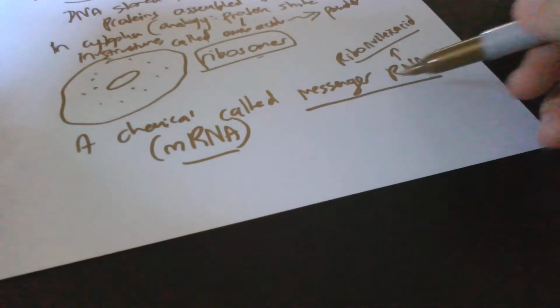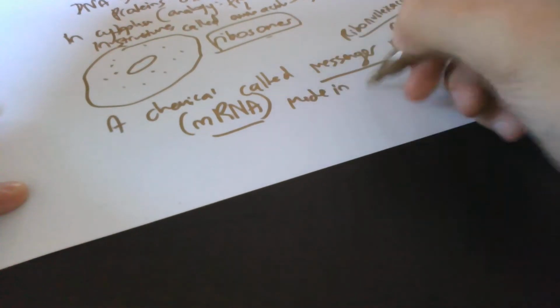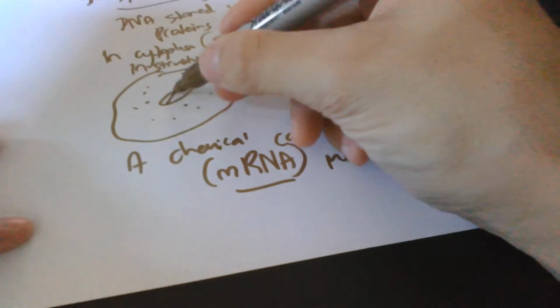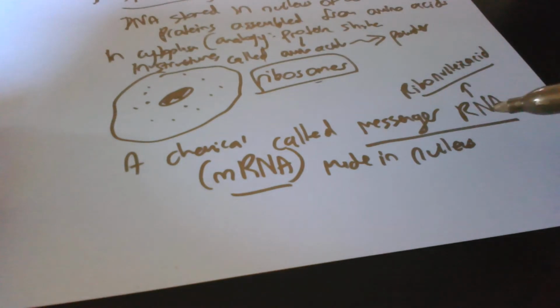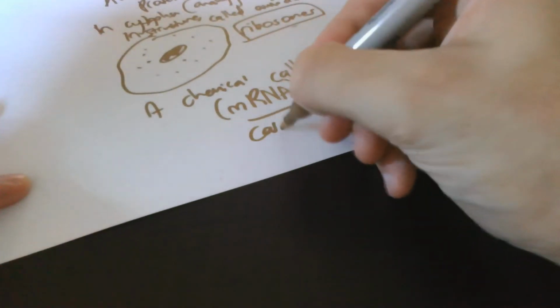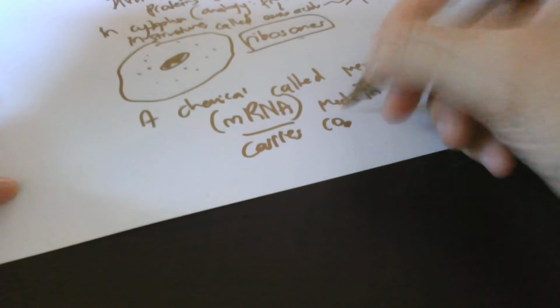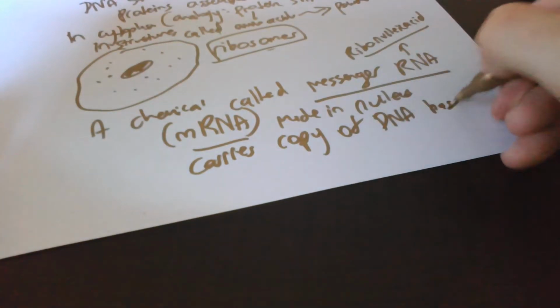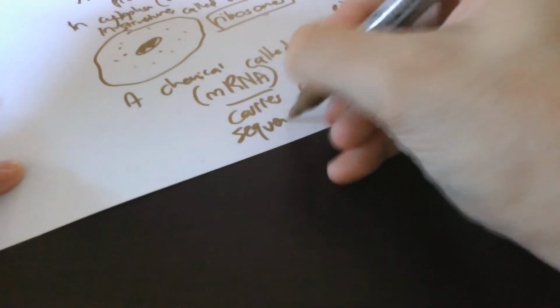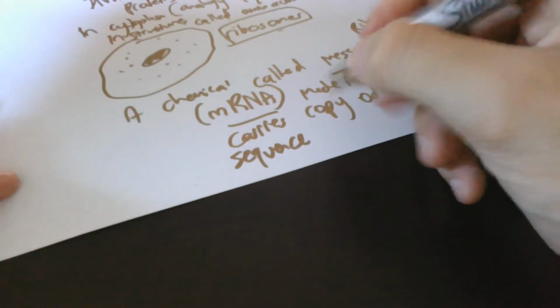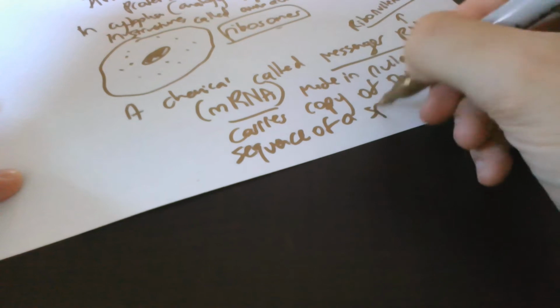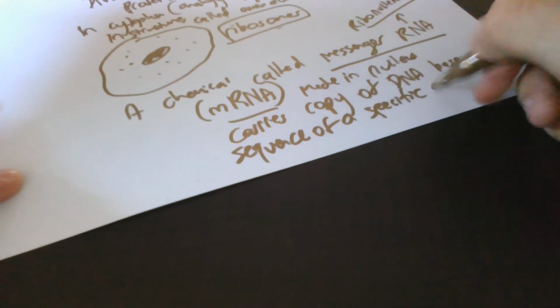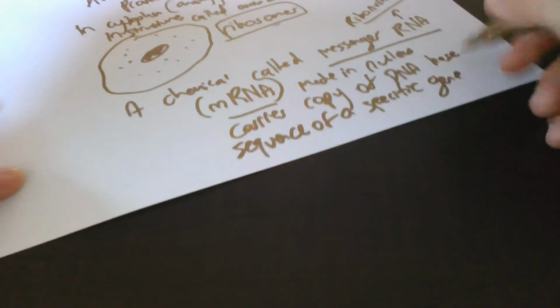So there's a chemical called messenger RNA that's made in the nucleus. In the nucleus you'll find the messenger RNA, and basically what this does is it carries a copy of a DNA-based sequence of a specific gene to the cytoplasm.